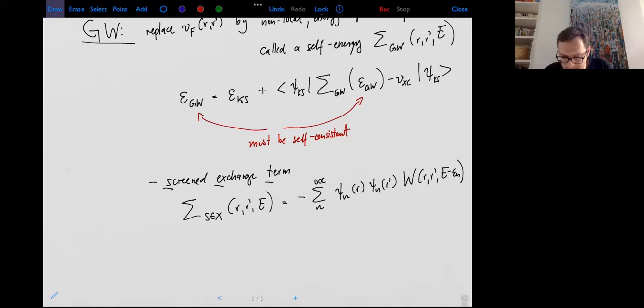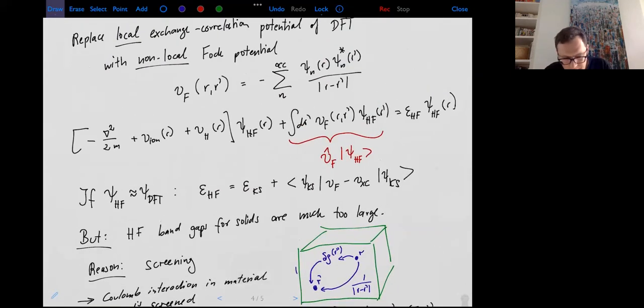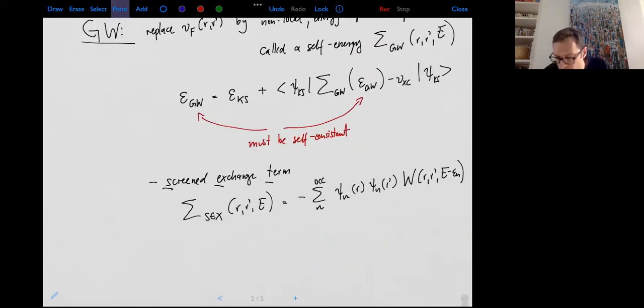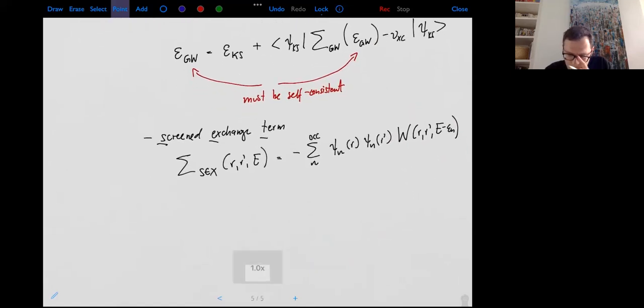So this looks exactly like the Fock exchange term. The only difference is that instead of 1 over r minus r prime, I'm using the screened interaction W, which of course makes a big difference, as we discussed in the description of solids. But there is another term. So there's the screened exchange, and there's the other term that is the so-called Coulomb hole term.